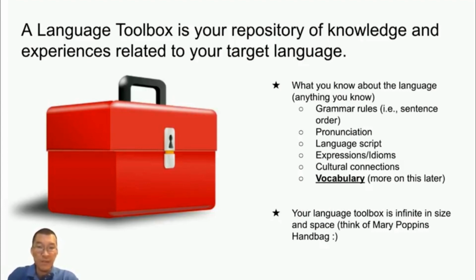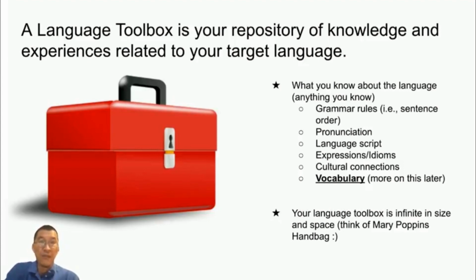What you know about the language could include grammar rules, the sentence order. For example, in English, it goes subject, verb, object, as opposed to in Korean, where it goes subject, object, verb. Pronunciation, language script knowledge, for example, like in Japanese, there are 3 different scripts. There is the hiragana, katakana, and the kanji. Also in Korean, there's the Hangul script. If you're studying Russian, there's the Cyrillic script.